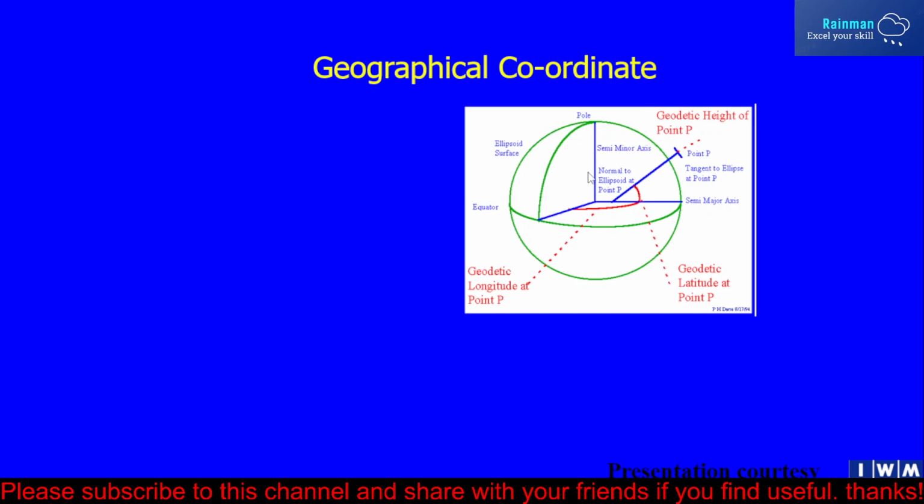From that prime meridian, from this surface, you have to go to this point. So you have to follow this angle. This angle is called the longitude at P. After going to this point, you are still in the equator surface. Then from the equator surface, you have to go to this point. This angle, as you are seeing my cursor, is called latitude.